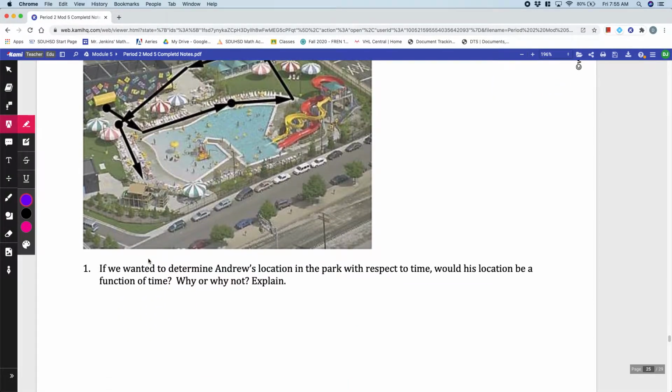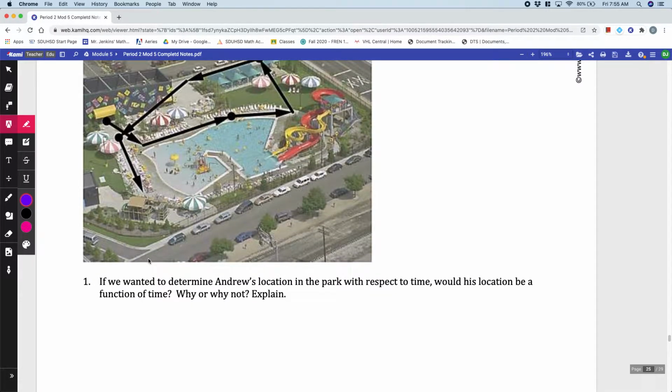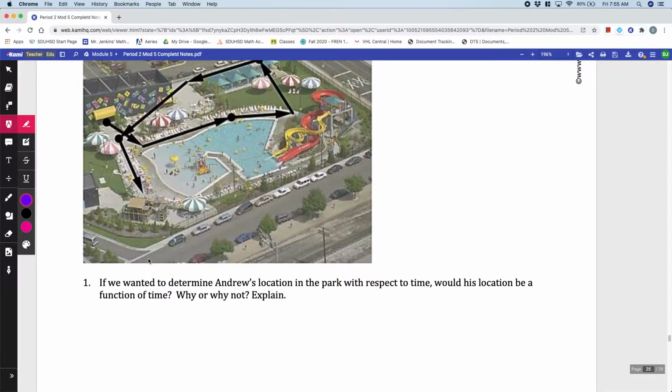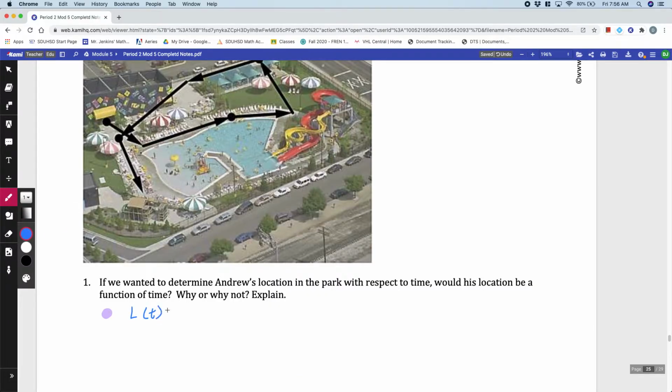Okay, so it says, if we wanted to determine Andrew's location in the park with respect to time, would the location be a function of time? Let me go ahead and fix that really quickly. Would location be a function of time? Well, let's go ahead and look at this. Remember, the definition is for every input, there needs to be one and only one output.